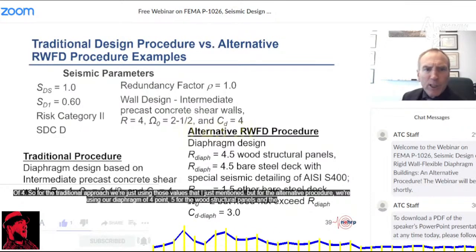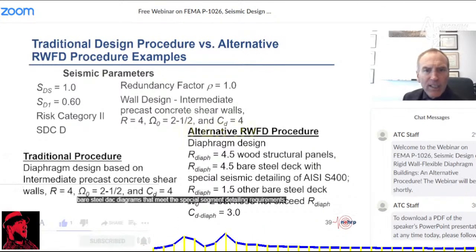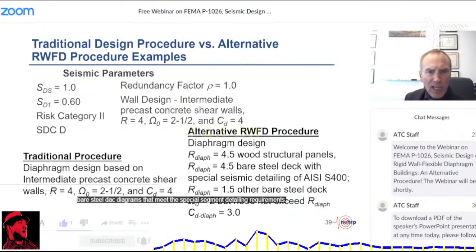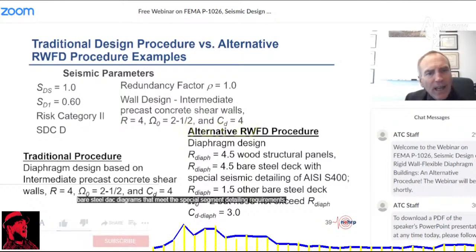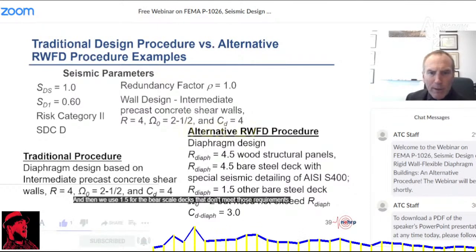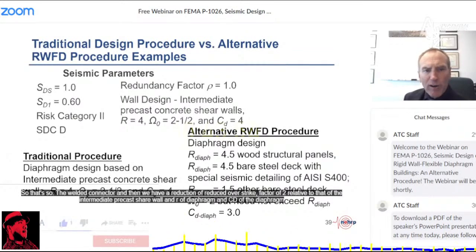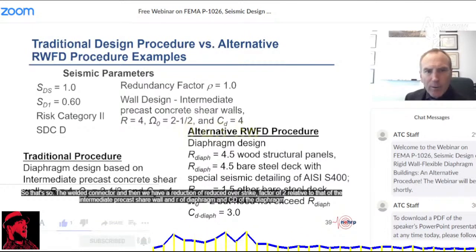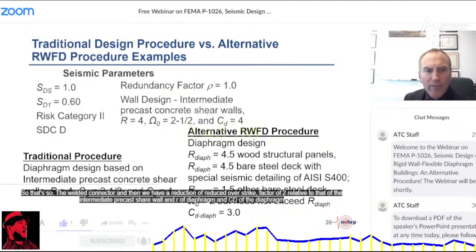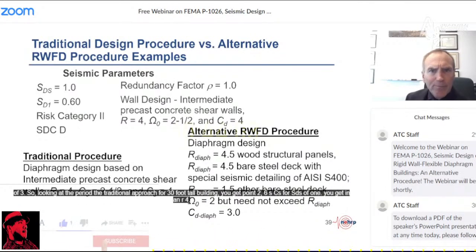But for the alternative procedure, we're using R_diaphragm of 4.5 for the wood structural panels and the bare steel deck diaphragms that meet the special seismic detailing requirements. And then we use 1.5 for the bare steel decks that don't meet those requirements, so that's the welded connectors. And then we have a reduced overstrength factor of 2 relative to that of the intermediate precast shear wall, and R of the diaphragm and Cd of the diaphragm of 3.